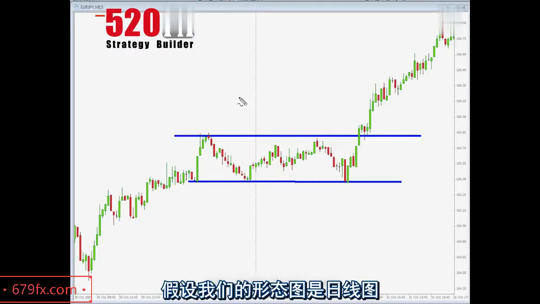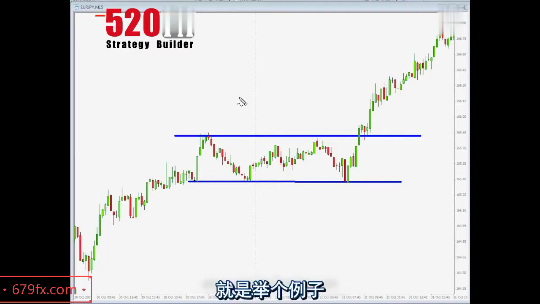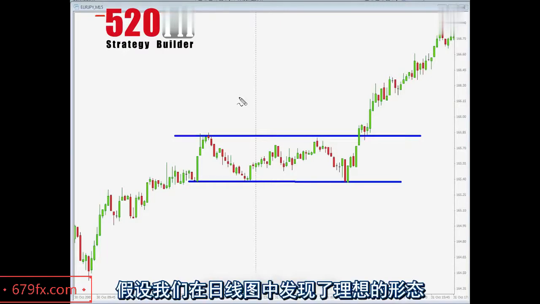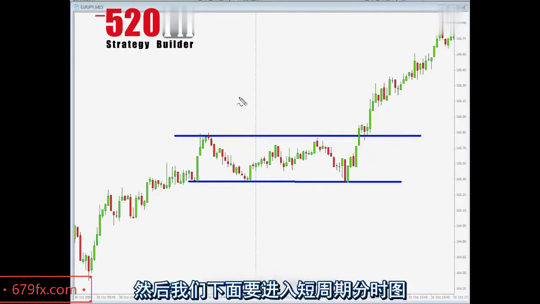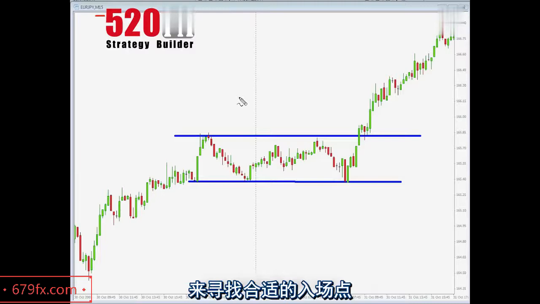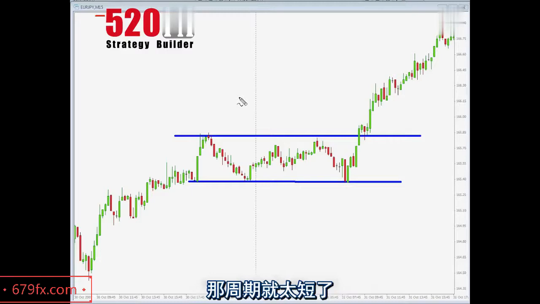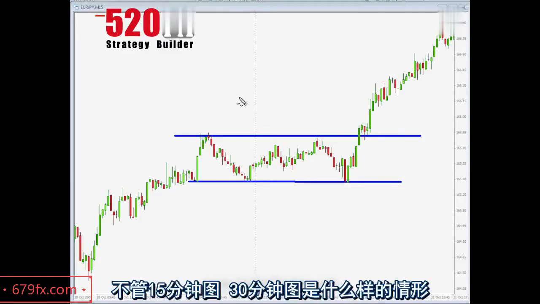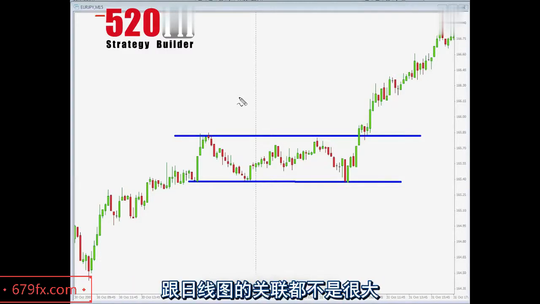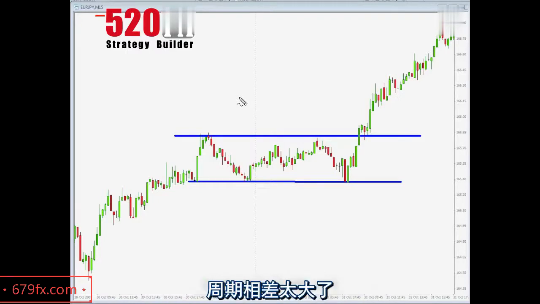To be honest, whatever happens on, let's assume our setup chart is the daily chart. All right, just for the sake of discussion here, let's assume we are spotting a setup on the daily chart, and then we want to zoom in a little bit in order to search for our entry. If we need to zoom into the 1 hour time frame, the 30 minutes chart, the 15-minute chart, that's too much in my opinion. Honestly, whatever happens on the 15-minute chart or the 30-minute chart is not quite relevant to the daily chart, okay? It's just zooming too much.